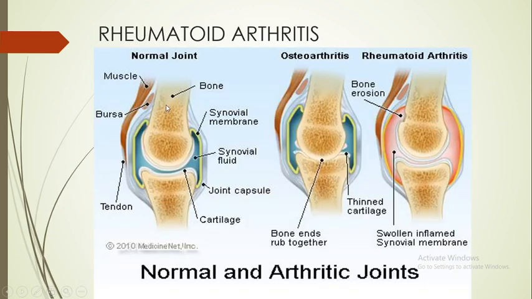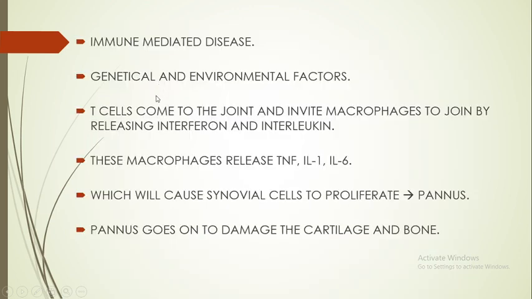Then we have another disease which affects the musculoskeletal system, that is rheumatoid arthritis. That's an immune mediated disease. Genetic and environmental factors are there. T cells, what happens here? T cells come to the joint and stimulate macrophages to join by releasing interferon and interleukin.